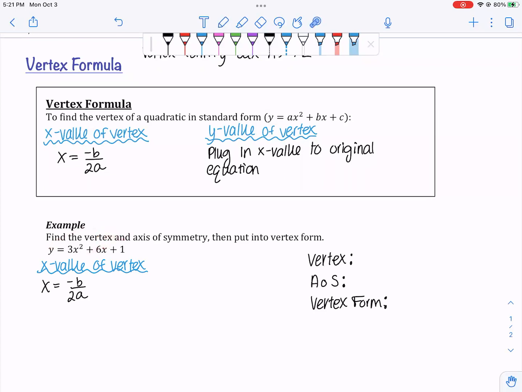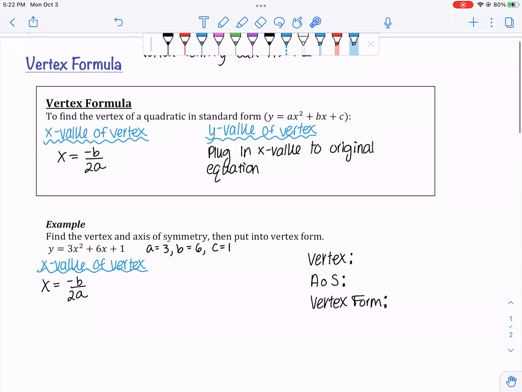If we look at the standard form here, our a value is 3, our b value is 6, our c value is 1. It's exactly what it looks like with the standard form, whatever number's in front. Make sure to keep in mind the signs. If this is a minus, it would have been a -6. So -b, -6, divided by 2 times 3. That's -1. The x value of the vertex is -1.